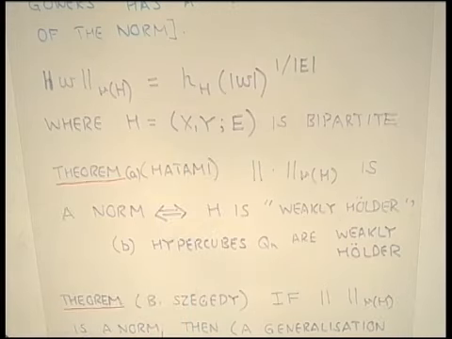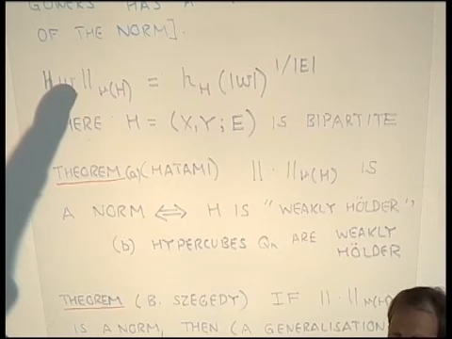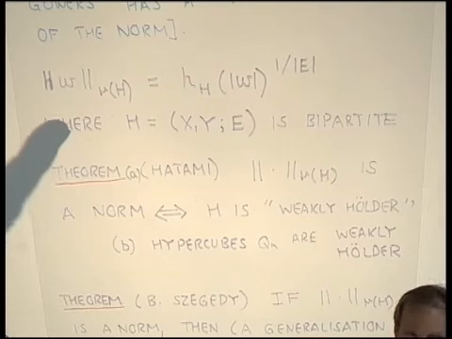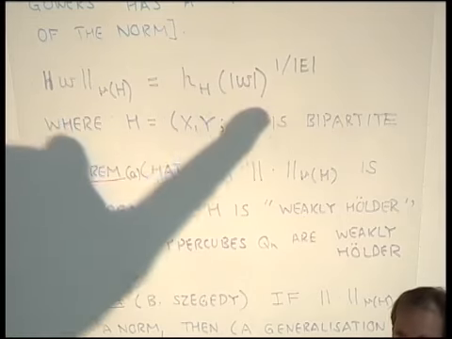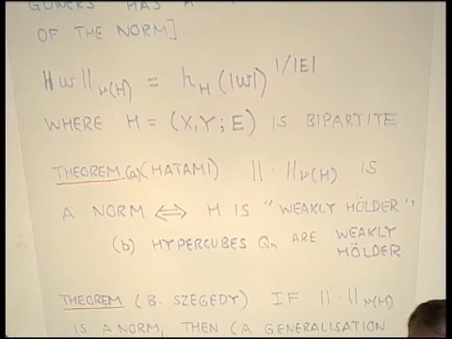Now, what Hatami proves is that this thing here, which isn't a norm yet, I mean, it's wanting to be a norm. The notation is almost too leading at this stage. It's suggesting this is going to be a norm, but at the moment we haven't proved that. It is a norm if and only if our bipartite graph H is what he calls weakly Hölder. And he managed to prove that hypercubes are weakly Hölder. So that is an addition to our rather limited range of graphs for which Sidorenko's conjecture is true.